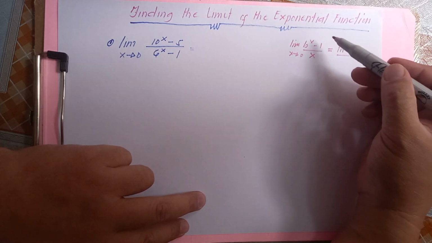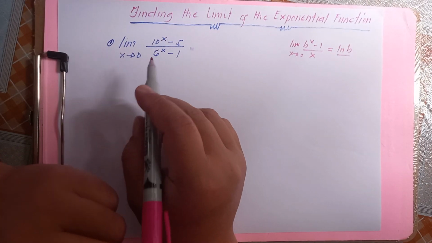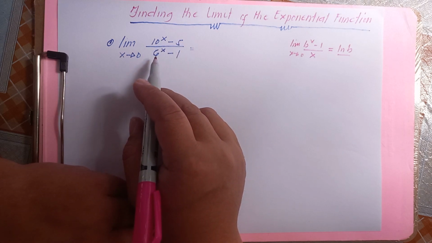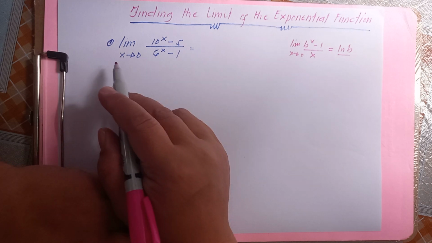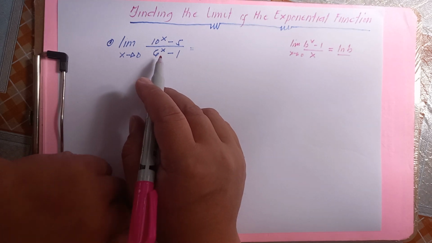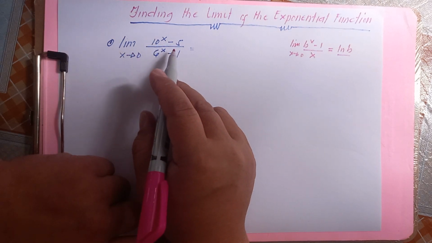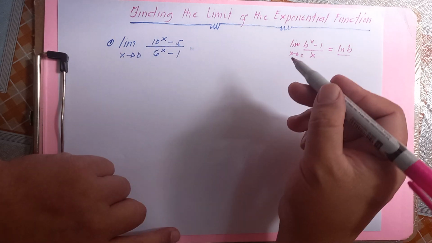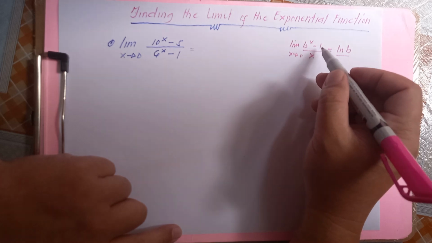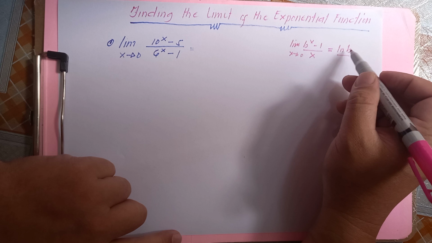Meaning to say, when we are going to apply this in our problem, the limit of the quotient of (10^x - 5)/(6^x - 1), as x is approaching 0, the thing that we will be doing is we are going to align this problem with our theorem that states that the limit of (b^x - 1)/x as x is approaching 0 is the same as the natural log of b.